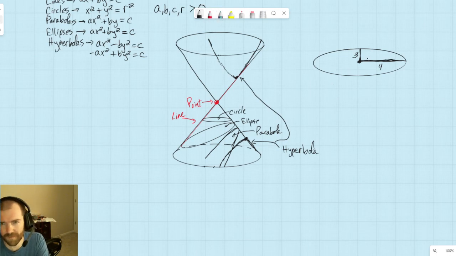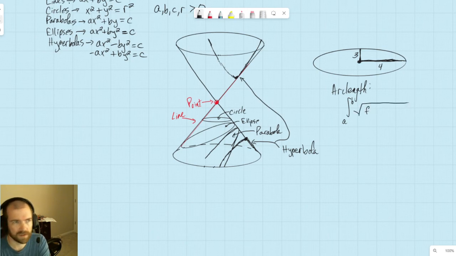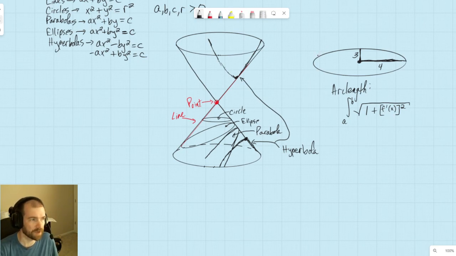Well, so for this, if we're going to try to make an arc length integral out of this, arc length is going to be equal to the integral from a to b of the square root of, I can go either way with this, but all right, 1 plus f prime at x squared, where this function f needs to, well, first of all, it needs to be a function.